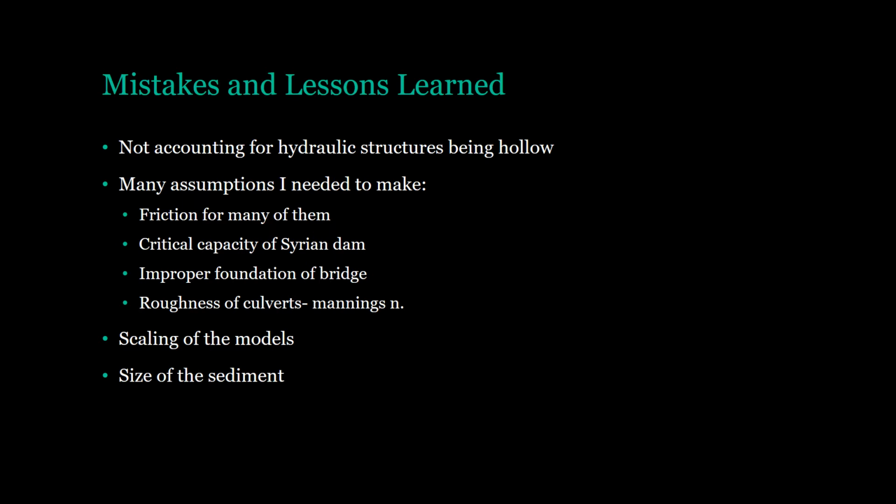I guess the assumptions I needed to make were that friction in between the parts is not going to be accurate. A lot of these things use large bearings or other ways of moving these pieces, and so I didn't account for that. With the Syrian dam, the only way that flow can move through it is at the critical capacity, and that's not realistic either. We would like a base flow that could flow underneath it, would be ideal.